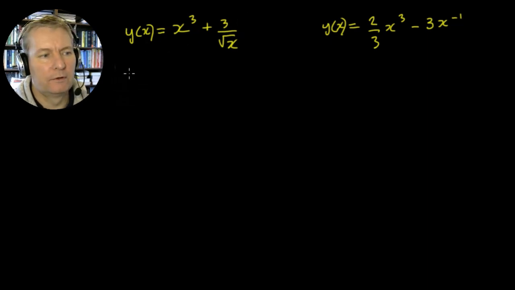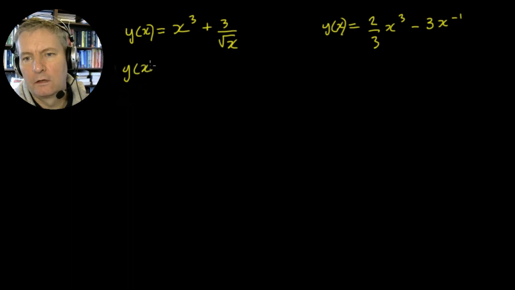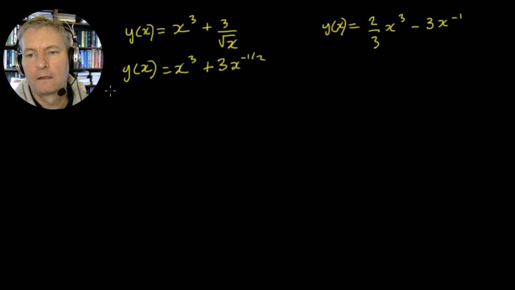So that can be rewritten as y of x equals x cubed plus, well, root x is the same as x to the power of a half, so 1 upon root x is the same as x to the power of negative a half. Then we could write it out in terms of the Leibniz notation.